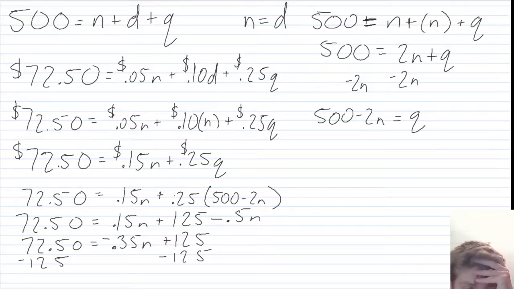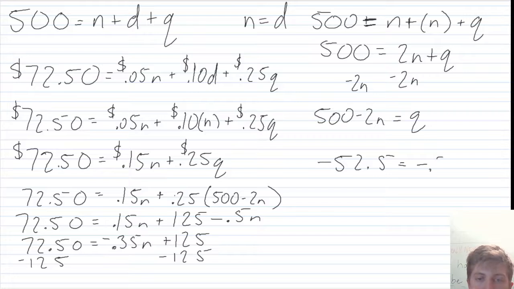But let's continue. So over here, we've got 72.50 minus 125. If you do some math, and you can use your calculator if you want, because I'm about to. We get negative 52.5 equals negative 0.35n. Divide both sides by negative 0.35, negative 0.35.